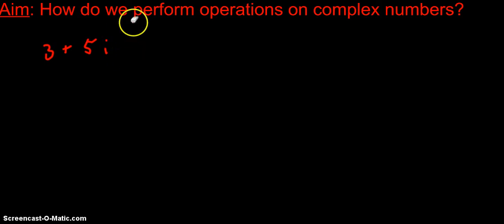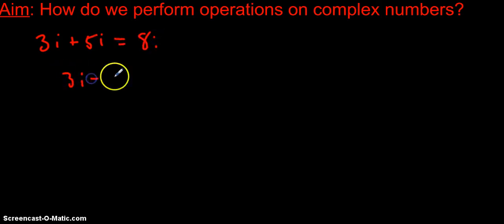Alright, so that would be a complex number. That comes up when solving quadratics, again, that don't have roots. But we can operate on them the same way we'd operate our regular numbers. So if we had 3i plus 5i, that's equal to 8i. Or 3i minus 6i is equal to negative 3i. Okay, so that still works.